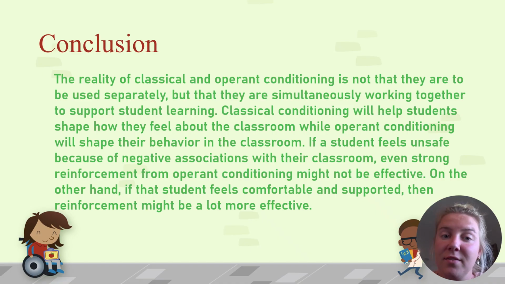The reality of classical and operant conditioning is not that they are to be used separately, but that they work together simultaneously to support student learning. Classical conditioning can help students shape how they feel about the classroom, while operant conditioning will shape their behaviors in the classroom. If a student feels unsafe because of a negative association with their classroom, even strong reinforcement from operant conditioning might not be effective. On the other hand, if a student feels comfortable and supported, then reinforcement might be a lot more effective.